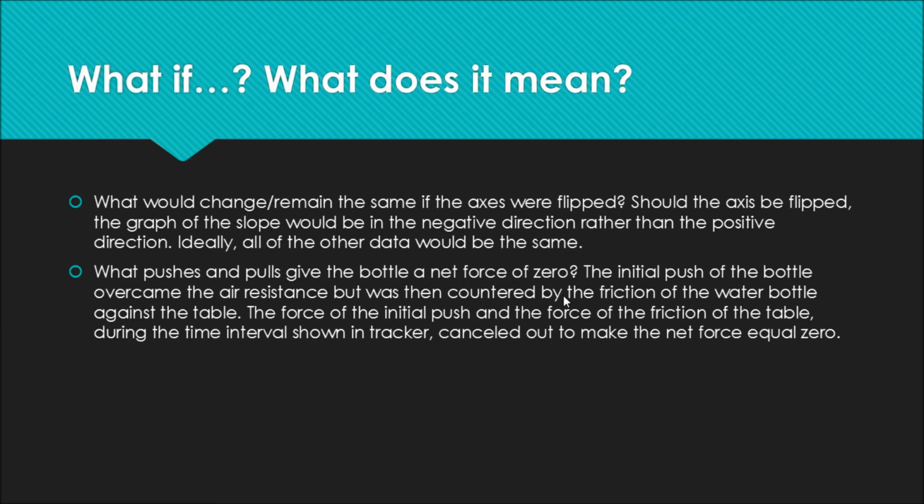What pushes and pulls give the bottle a net force of 0? The initial push of the bottle overcame the air resistance, but was then countered by the friction of the water bottle against the table. The force of the initial push and the force of the friction of the table during the time interval shown in Tracker canceled out to make the net force equal 0.